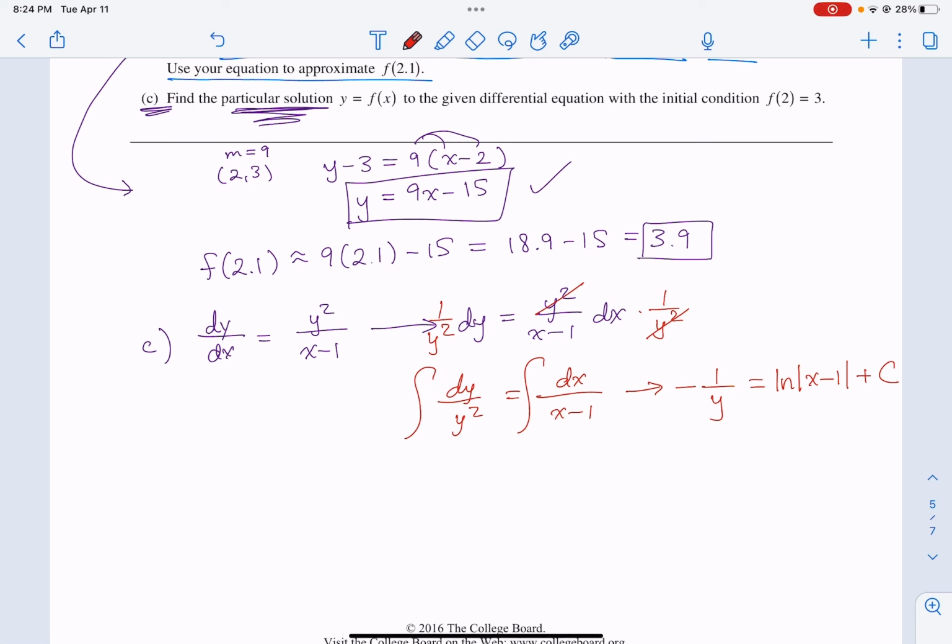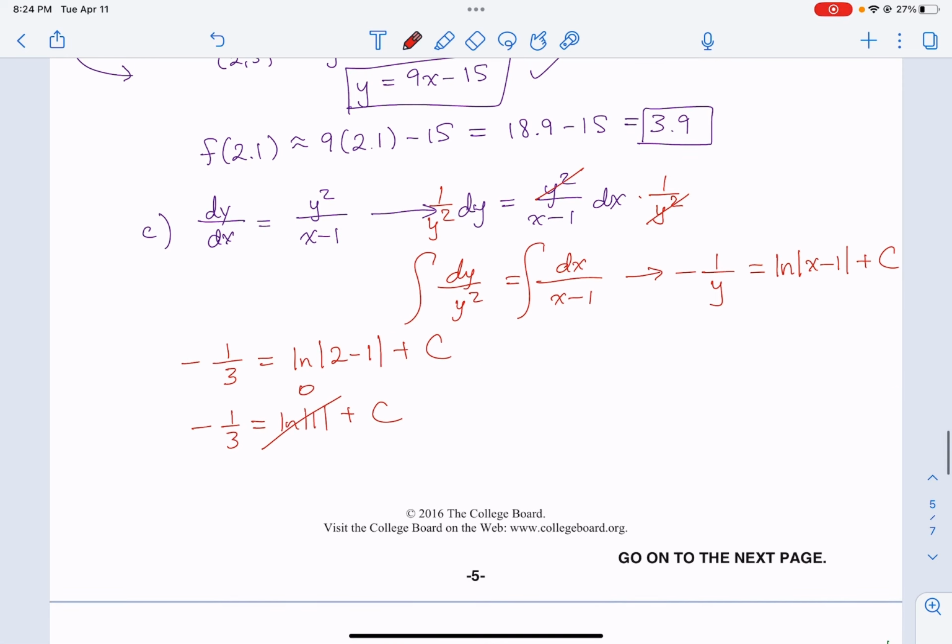But they want the particular solution. They want it to satisfy the condition that when x is 2, y is 3. So we would plug in 3 for y, plug in 2 for x, and solve for that constant c. So negative 1/3 equals ln of 1. Oh, look at that. You guys should know what that is. That's 0. ln of 1 is 0.